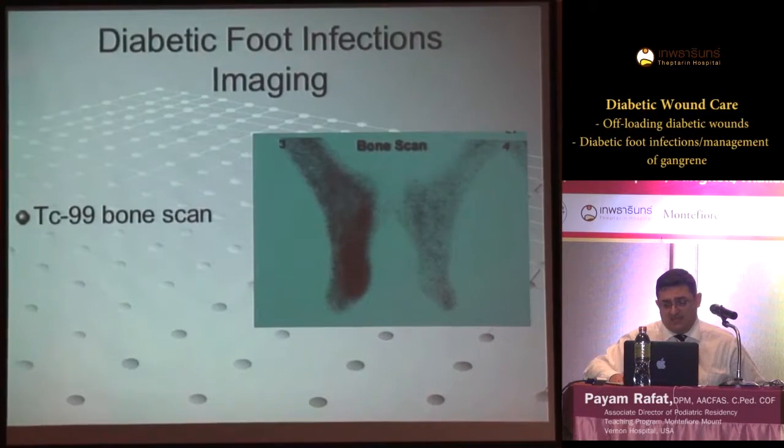Technetium bone scan can assist us in determining if there's a potential for osteomyelitis. It's not a very specific exam, but it can help.